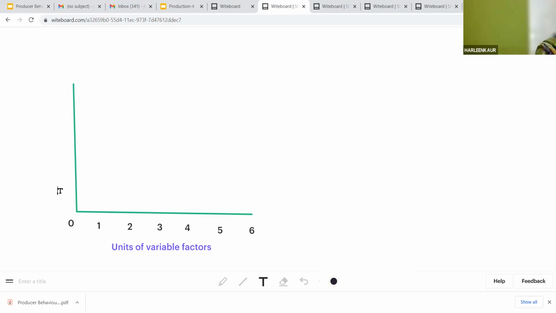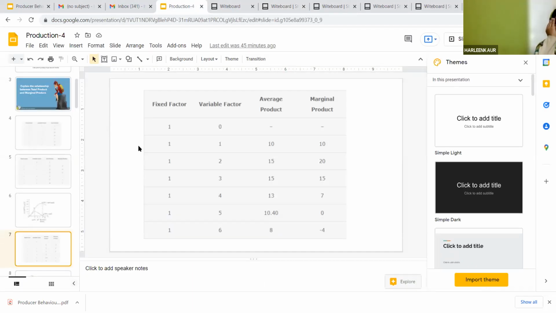And on the y-axis we have average product and marginal product: 5, 10, 15, then 20, then 25. This is our AP/MP. Now we have given the table. Can you see the table? Please write down the table first. Okay, I'm done.